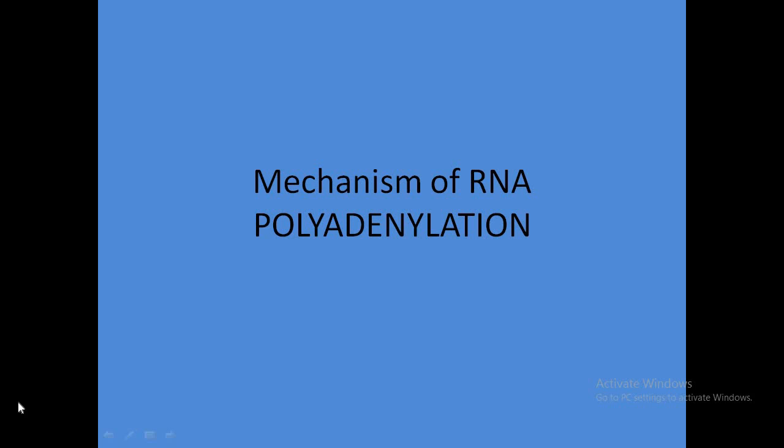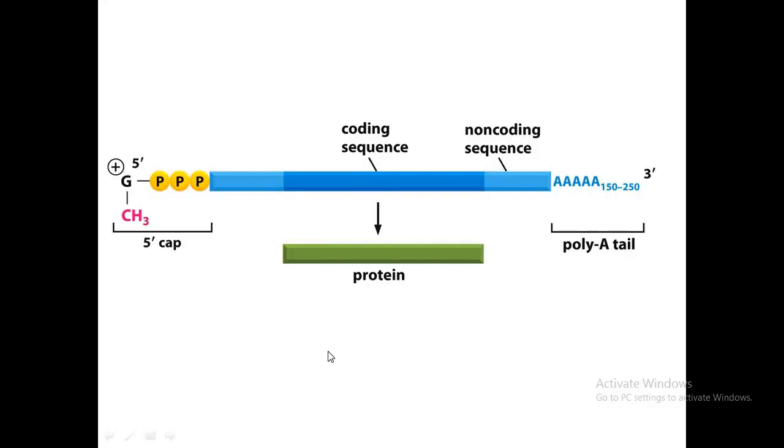Friends, today in this video we will discuss the mechanism of RNA polyadenylation, which is the addition of the poly-A tail to the 3' end of RNA. In my previous video I discussed the capping process, the 5' capping process.